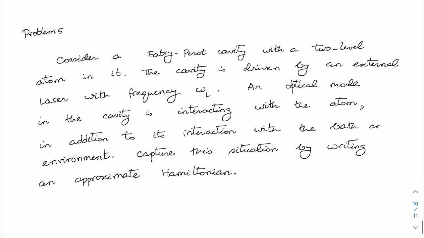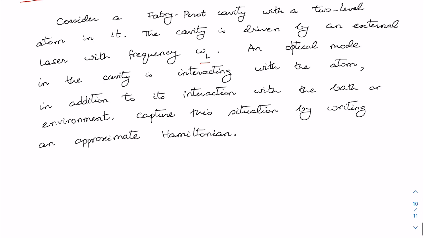Finally, let us work out this problem. Consider a Fabry-Perot cavity with a two-level atom in it. The cavity is driven by an external laser with frequency omega L. An optical mode in the cavity is interacting with the atom in addition to its interaction with the bath or environment. Capture this situation by writing an approximate Hamiltonian. Okay, let us do it. This problem is akin to the Jaynes-Cummings Hamiltonian.